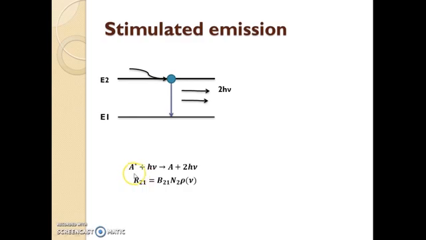Therefore, the rate of transition for stimulated emission from 2 to 1 mainly depends on the number of atoms in the high energy state and the energy density which is incident on the excited atom. And B21 is the Einstein B coefficient for the transition from 2 to 1.